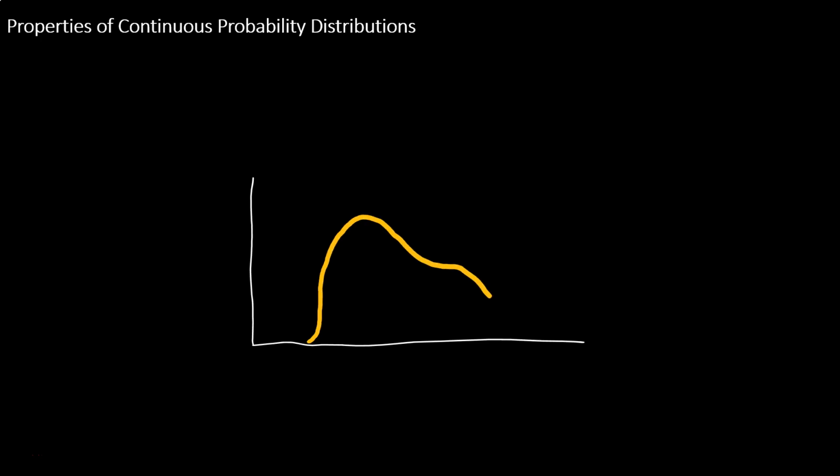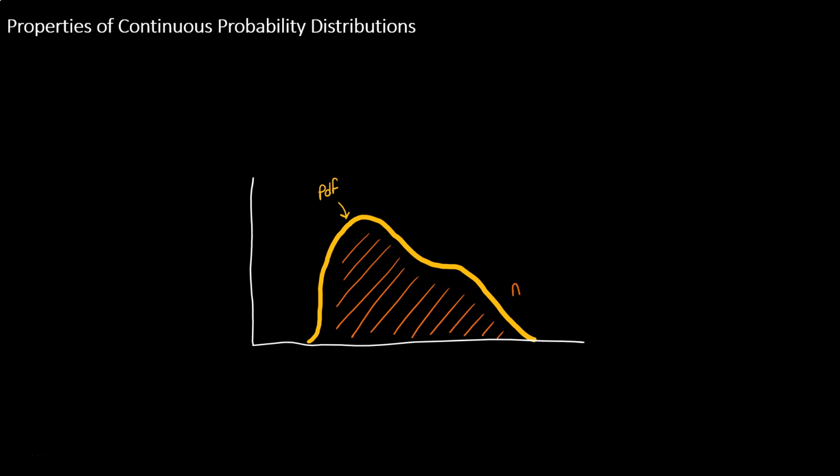The graph of a continuous probability distribution is a curve. Probability is represented by the area underneath the curve. In this case, outcomes are measured, not counted. We measure the area, and that's how we find the probability. The entire area under the curve is equal to 1.